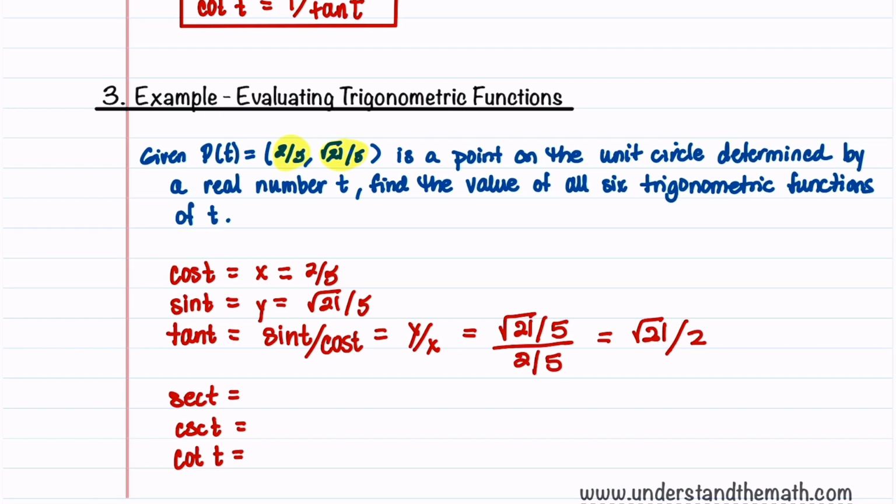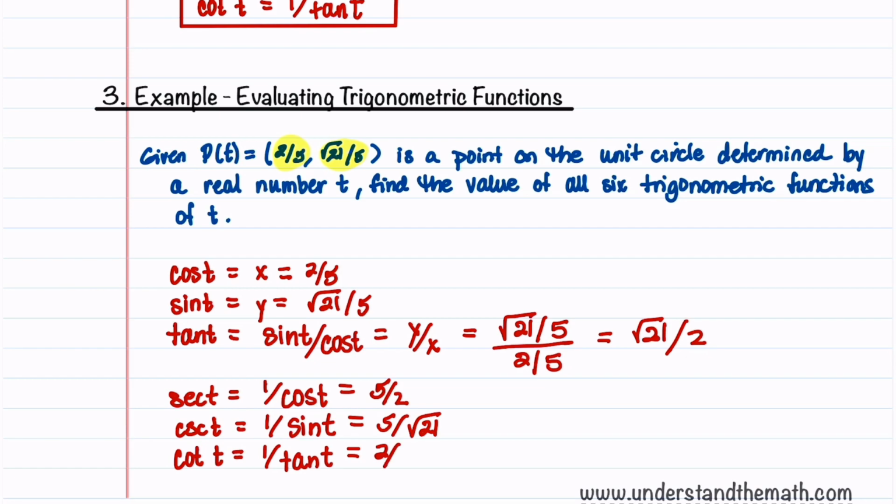Our secant t is 1 over cosine t. So we just invert our numbers for cosine, and we have 5 over 2. Cosecant t is 1 over sine t. So we'll invert our numbers for sine t, and we get 5 divided by the square root of 21. And then lastly, our cotangent t is 1 over tangent t. So we'll invert our numbers for tangent t, and we'll get 2 over the square root of 21.